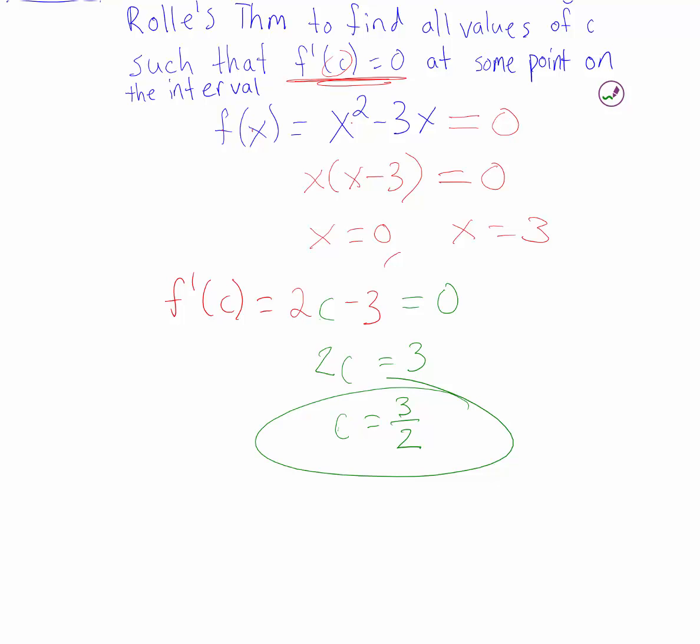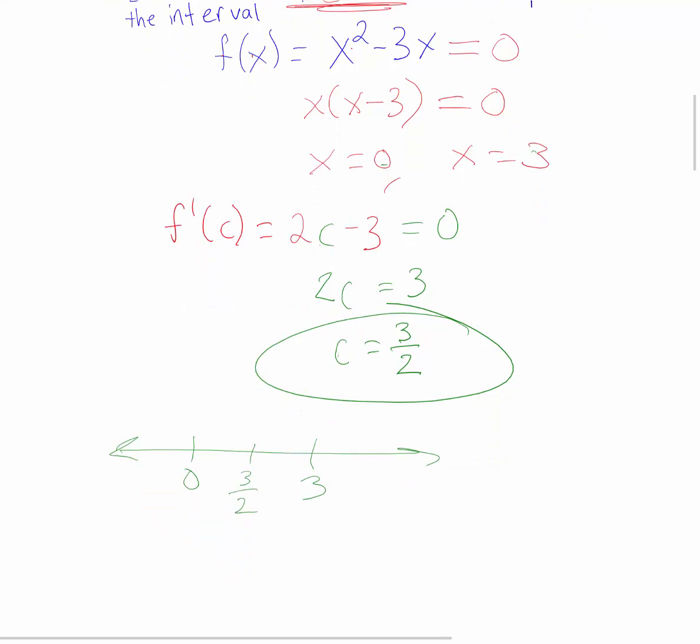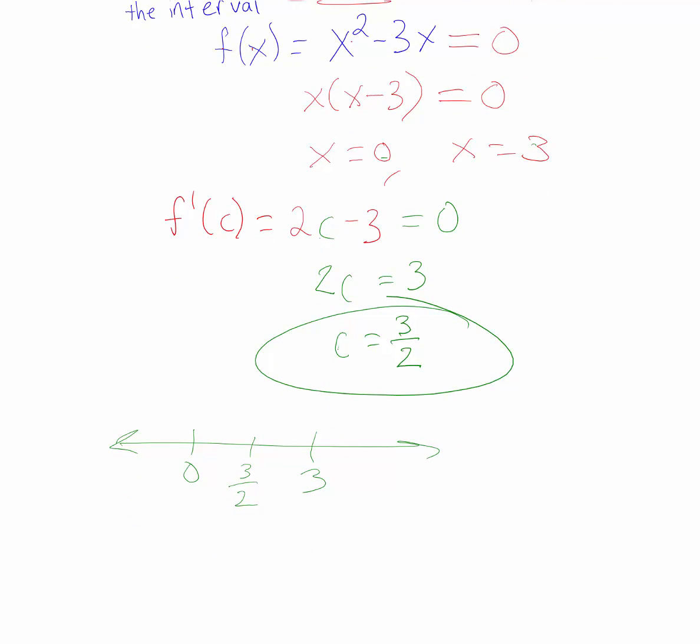But then with that, we know that 3/2 is in between 0 and 3. Like if you made a number line, 0, 3, 3/2 is somewhere in between there. It's actually exactly in between there. And so Rolle's theorem worked.